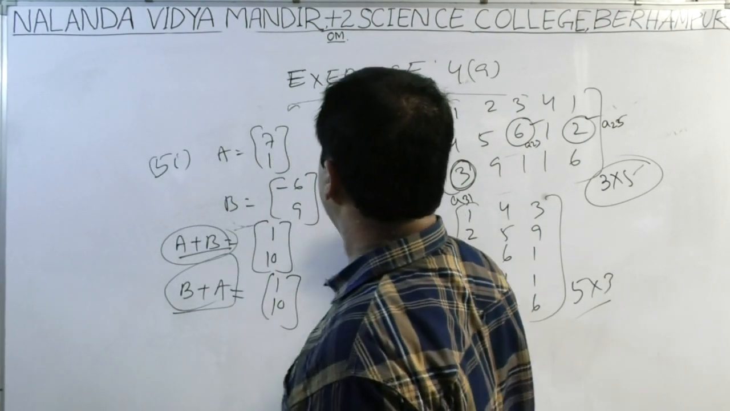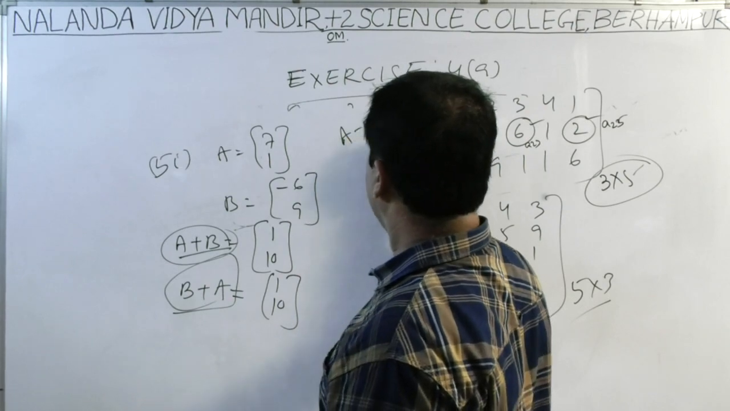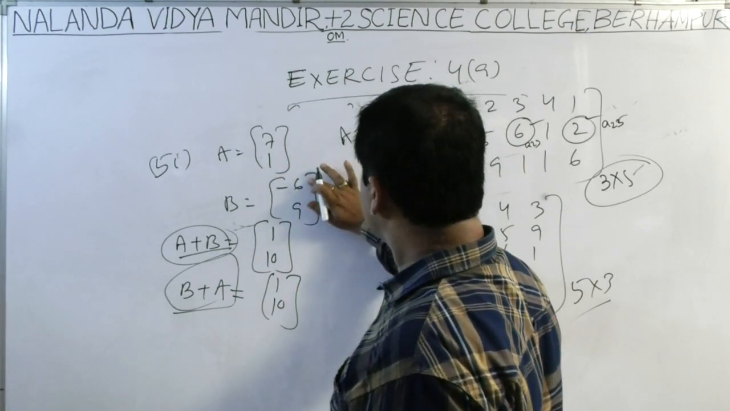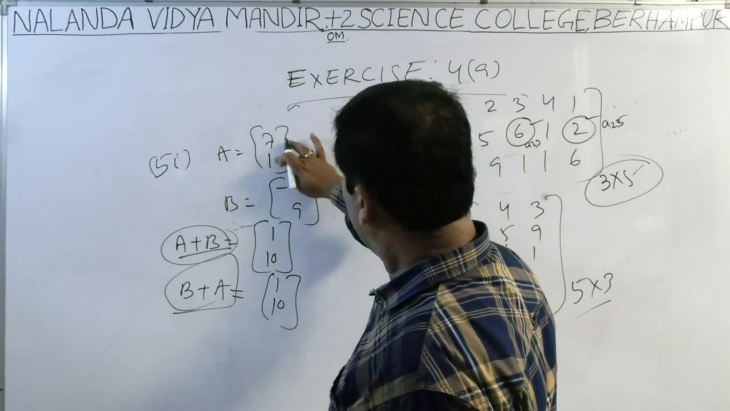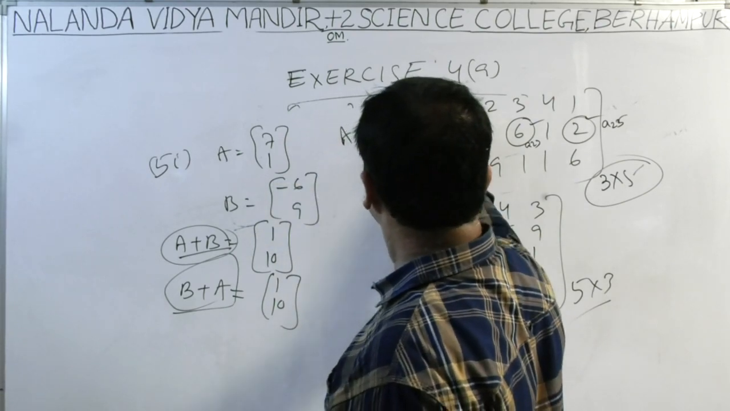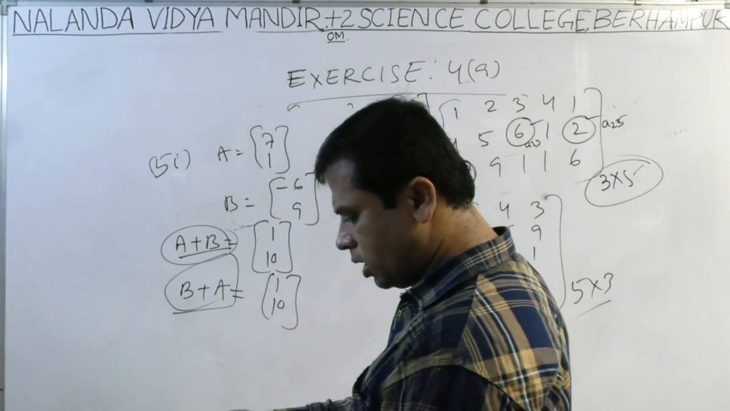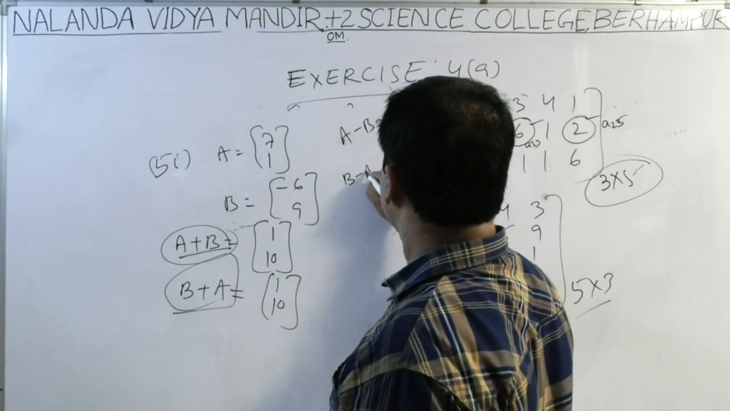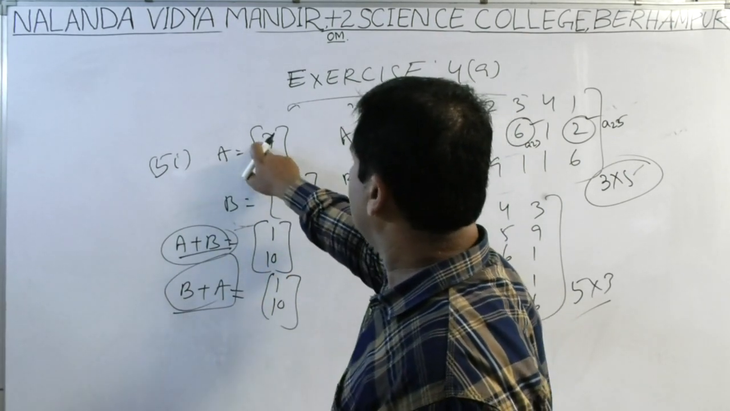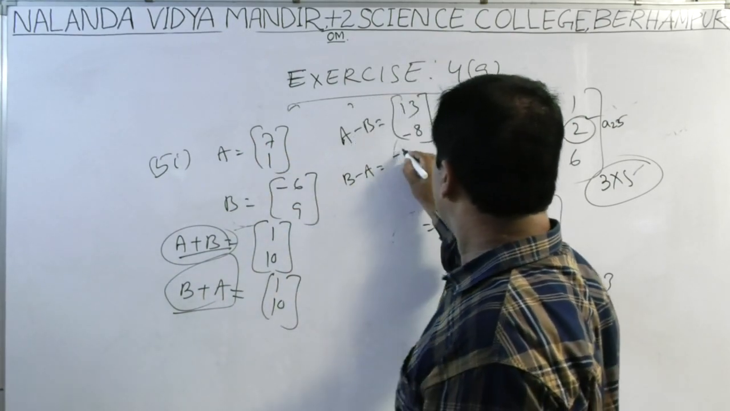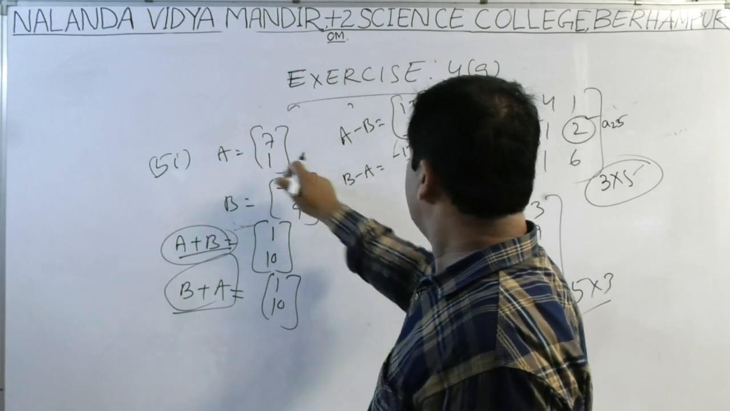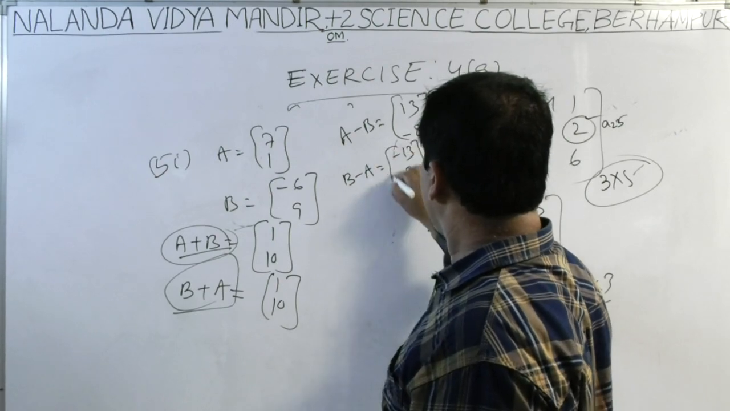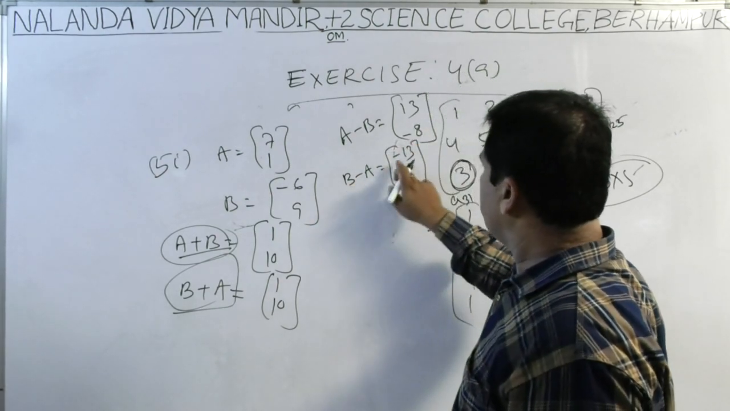Similarly, we can find A minus B. A minus B is equal to 7 minus of minus 6, which is 13, and 1 minus 9, which is minus 8. This is our A minus B. And we can also find B minus A. B minus A is equal to minus 6 minus 7, which is minus 13, and 9 minus 1, which is 8. This is our B minus A.